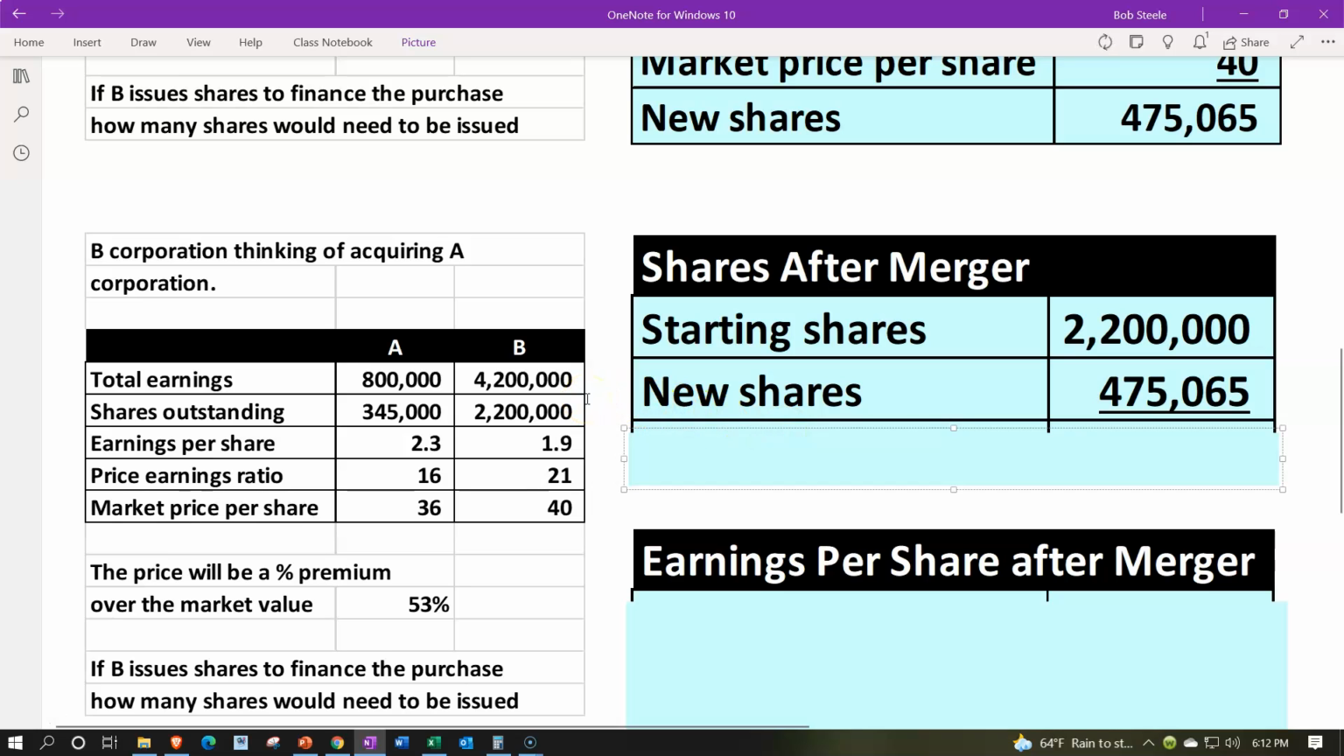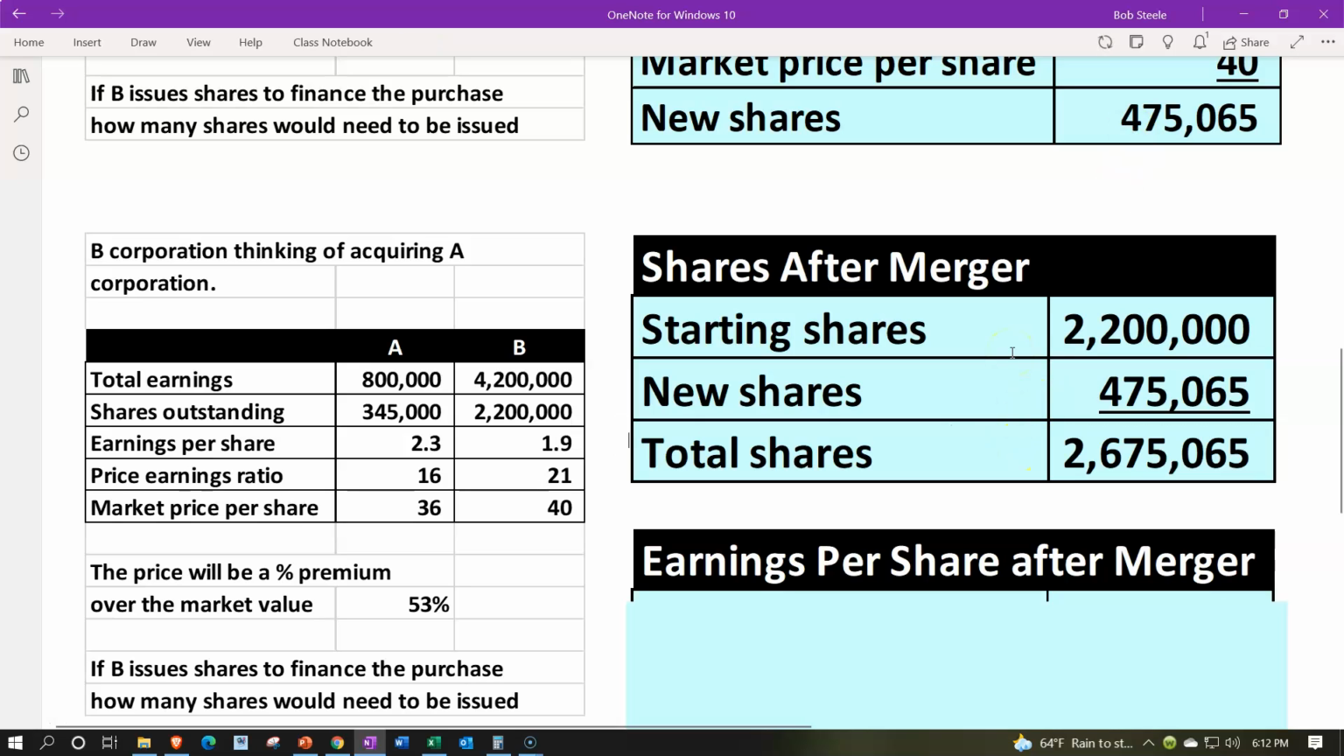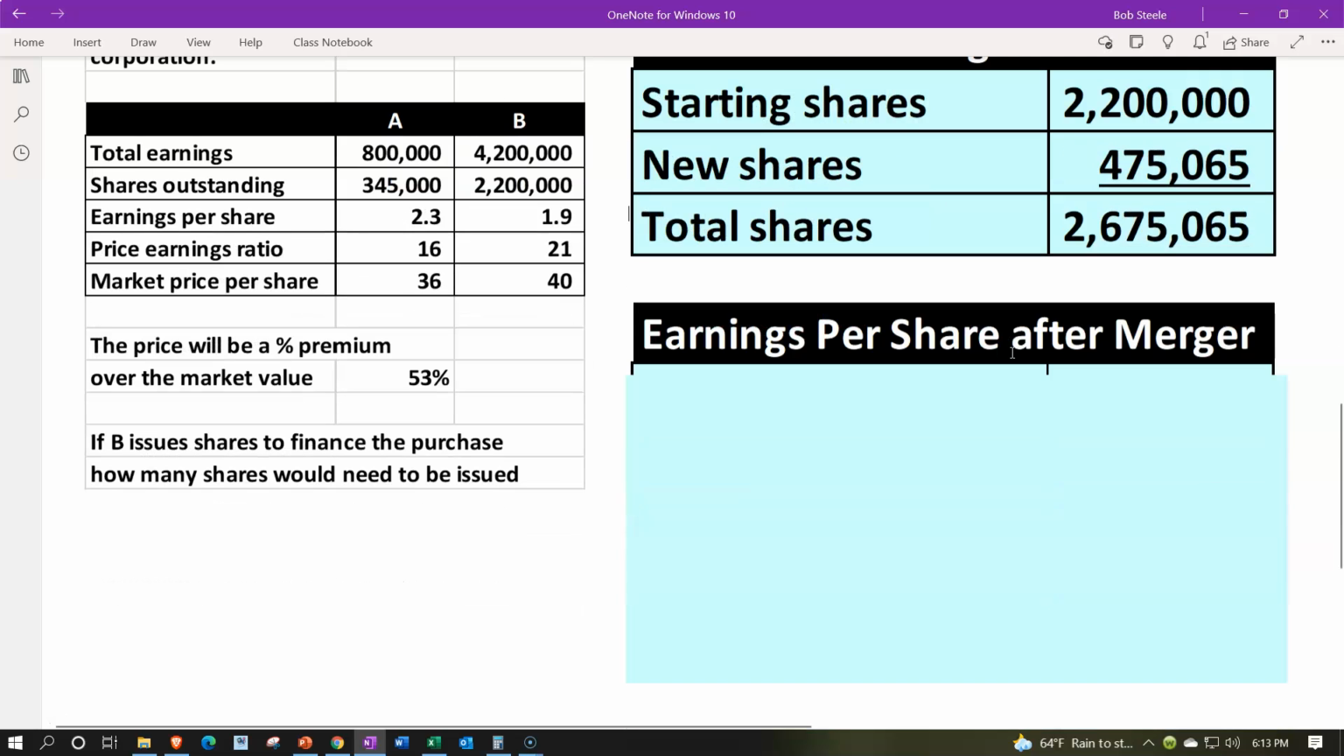So we've got the starting point at the 2,200,000. That's how many shares we're starting with. Then they're going to issue another 475,065. Adding those together, we're at 2,675,065 shares. Now we can look at the new earnings per share, given the fact that two things have now changed. One, the earnings would now be combined for the new companies, but also we have the new shares that are out there.